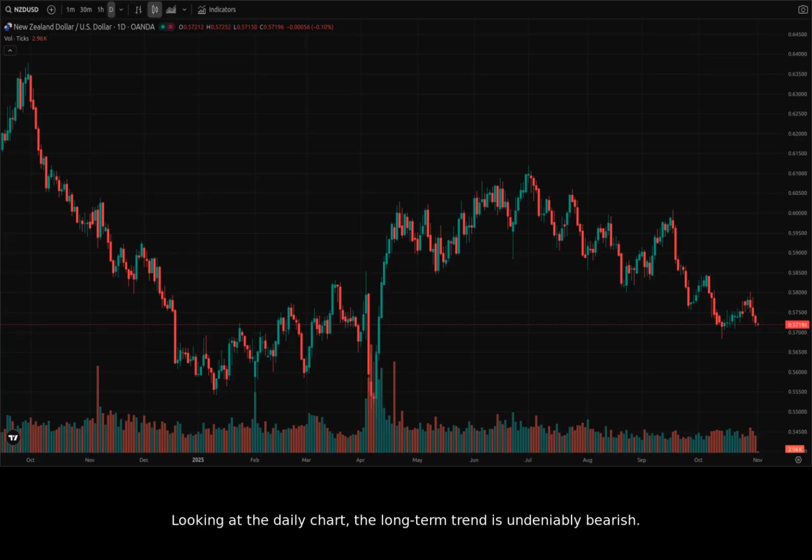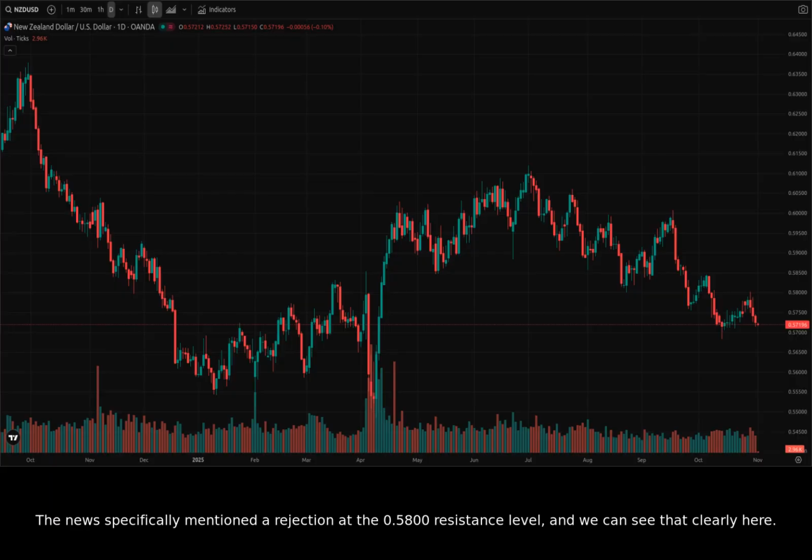Looking at the daily chart, the long-term trend is undeniably bearish. After peaking back in late September around the 0.635 level, the price has been in a steep decline. This downtrend confirms the narrative of a strengthening US dollar and a weakening New Zealand dollar. The news specifically mentioned a rejection at the 0.5800 resistance level, and we can see that clearly here.